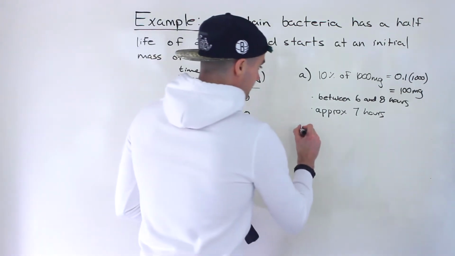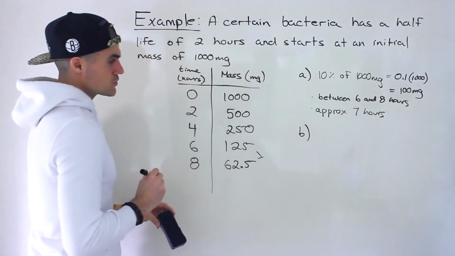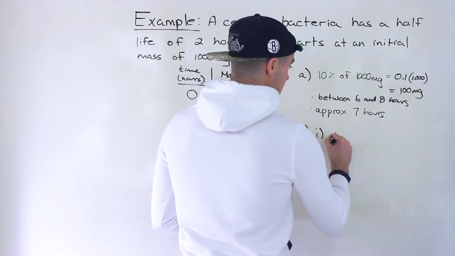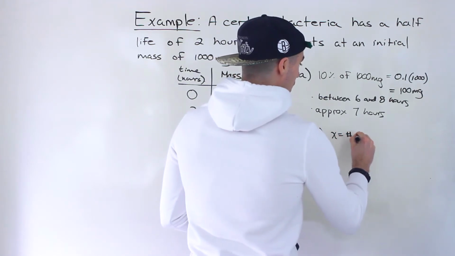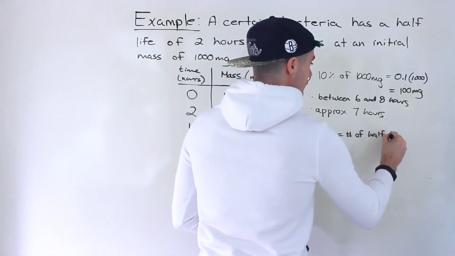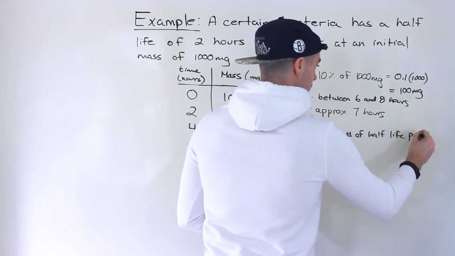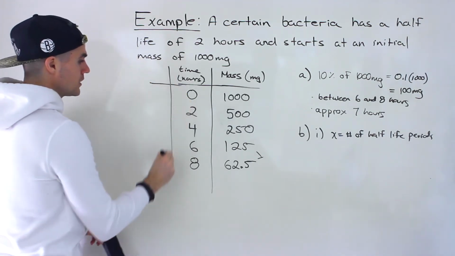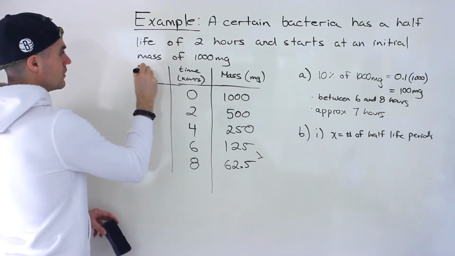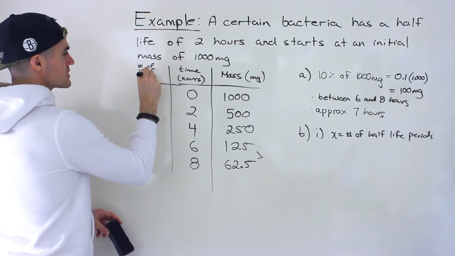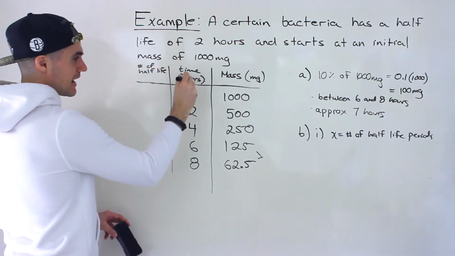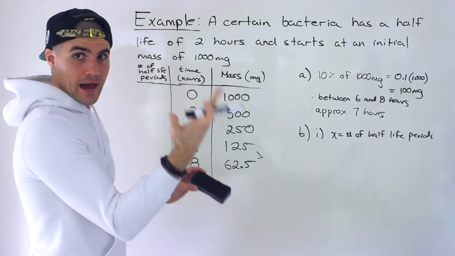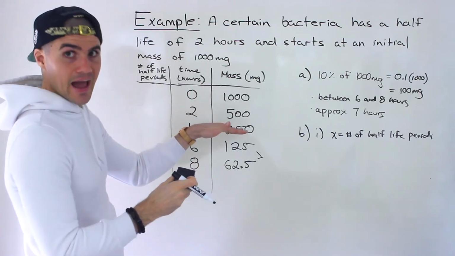Now in part B, what we're going to do is create two equations. So first we're going to let x equal the number of half-life periods. And as we did in the previous example, for that x value we could create another column here. So we could say the number of half-life periods. So instead of looking at the specific time in hours, we're just looking at the number of periods that the mass is decaying to half of its amount.